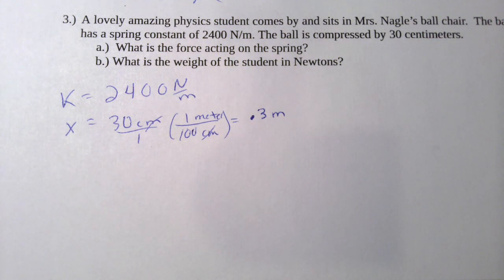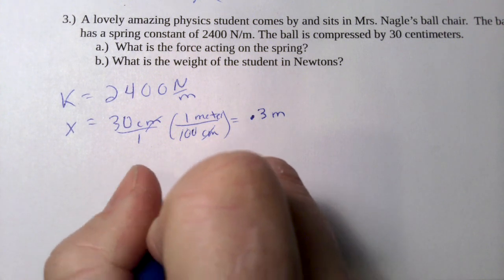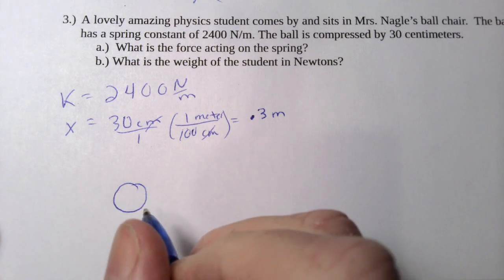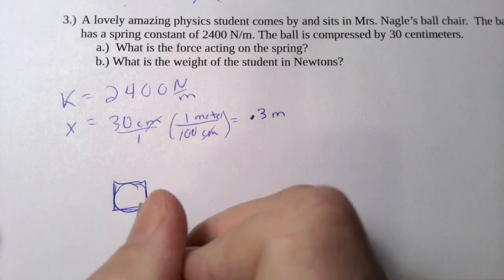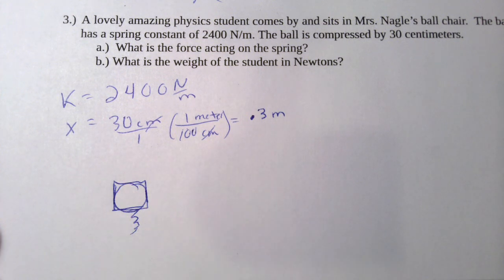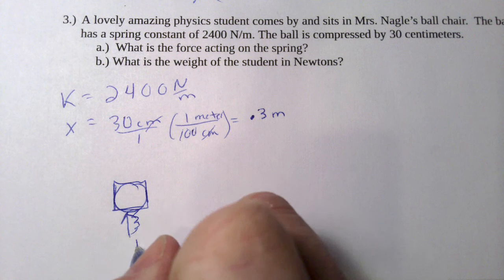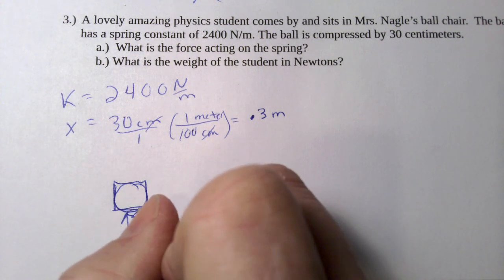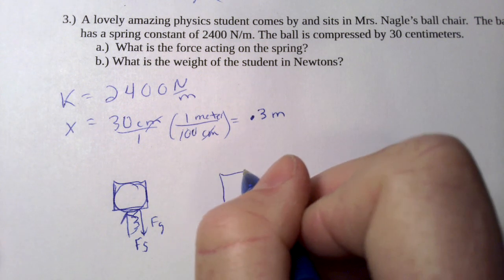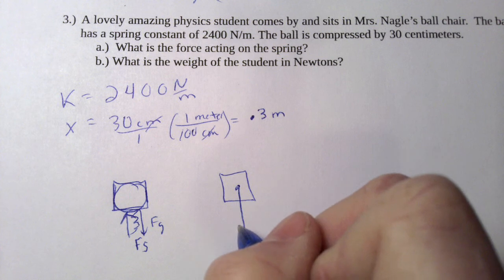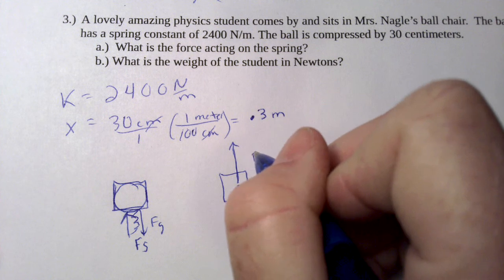Now, what is the force acting on the spring? I've got to draw a free body diagram. Maybe I'll draw a ball this time. Well, it doesn't matter because I'm sitting on a ball, so I'll draw myself a box. And I'm sitting on a ball, so maybe I'll draw a spring, because that's my spring. I have my spring force pushing up and my force of gravity pushing down. I'll just make it look like this: force of gravity, and then my force of the spring.